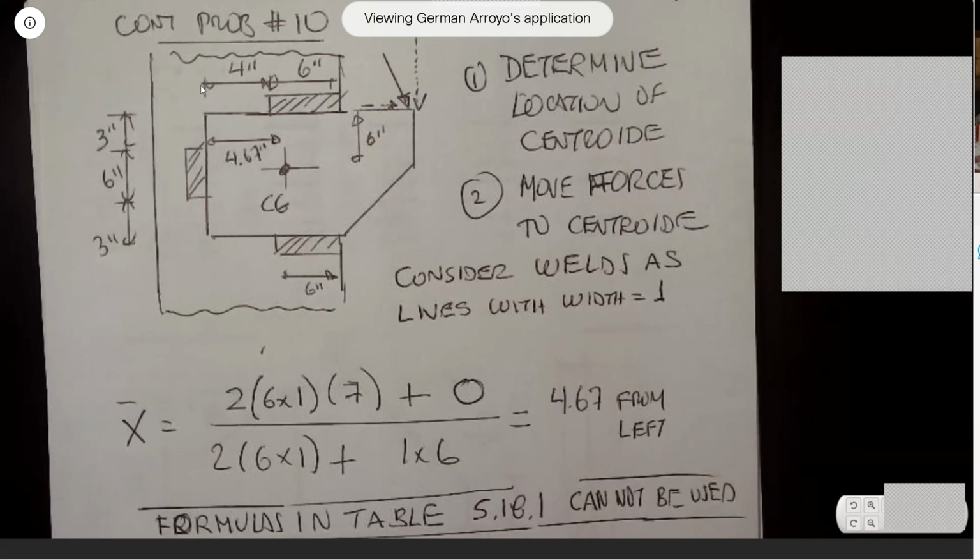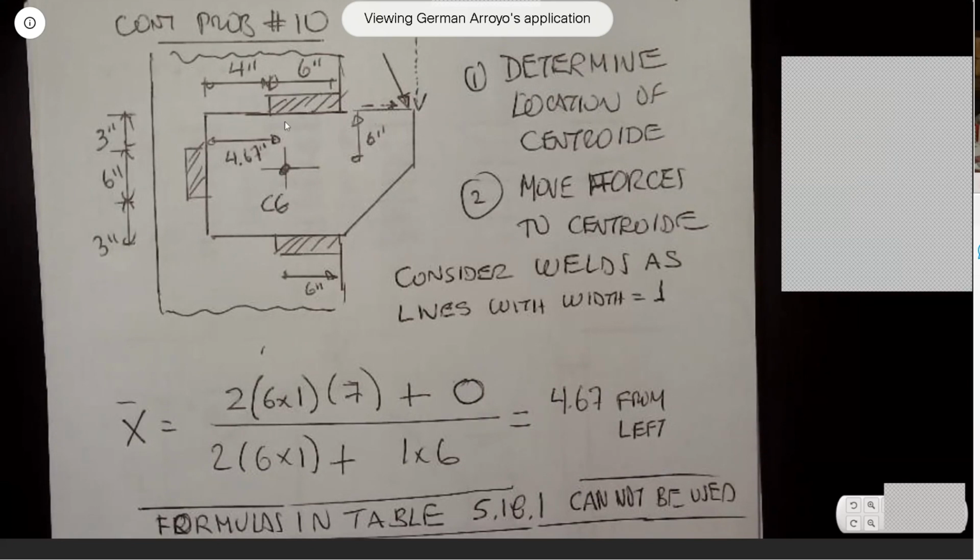And so we had 6 and 4. The centroid in here is 3, this is 4, this is the 7. This one in here, because it's a line, doesn't have any dimension. That's why I put a 0. Here at the bottom is the summation of the areas: 2 times 6 plus 1 plus another 1 by 6, giving 4.67 from the left. So this is the location of my y-axis.